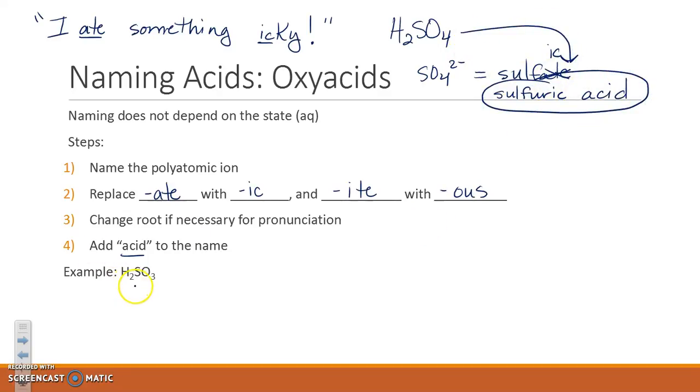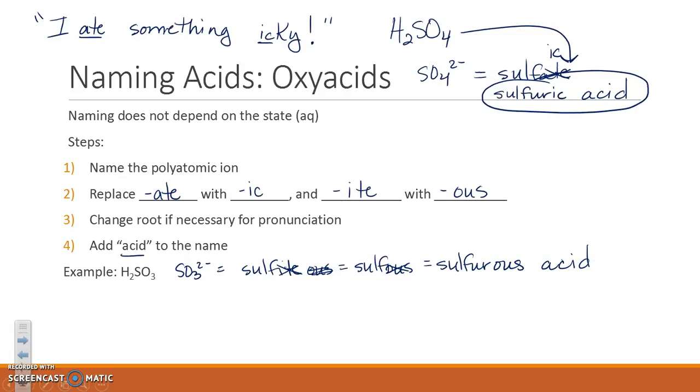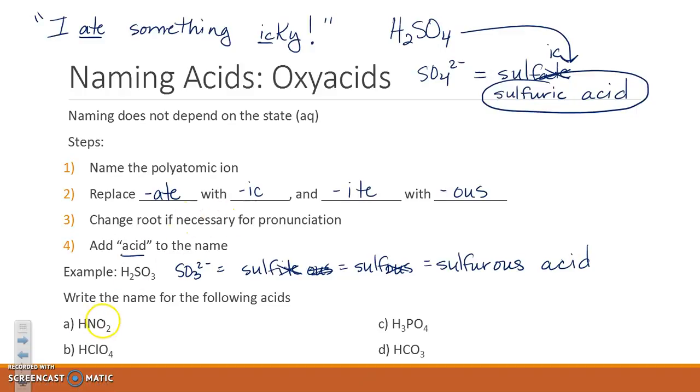All right, well, here's another example. H2SO3. SO3, -2, is sulfite. All right, I ate something icky. Doesn't apply here, so we've got to change ITE to OUS. Sulfus. It just sounds silly. I'm going to write it again. It just sounds silly, right? Sulfus. Sounds like selfish. All right, but we don't like that, so we're going to take it and make it sulfurous. Ooh, that sounds scary. And then we add acid to the end, and there's our name. I know. All right, well, let's try these down here.